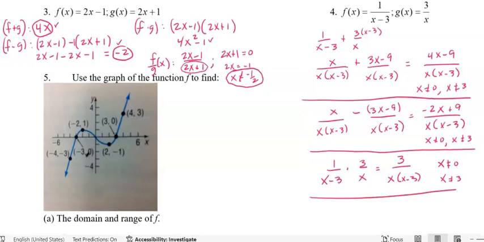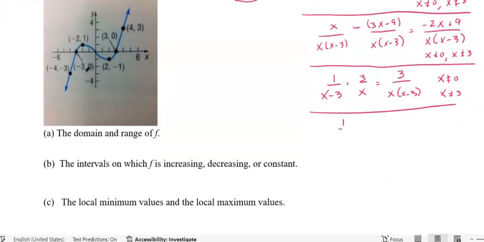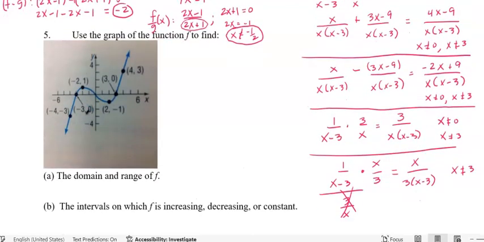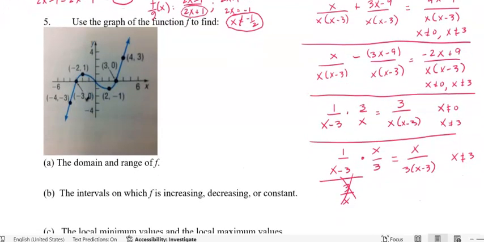And then finally we do the division. You could start off thinking like this, but dividing by a fraction means to multiply by its reciprocal. And so instead of thinking this, let's just go ahead and flip the denominator and multiply. So 1 times x is x over 3 times x minus 3. And we only have one domain restriction here. X cannot be 3.